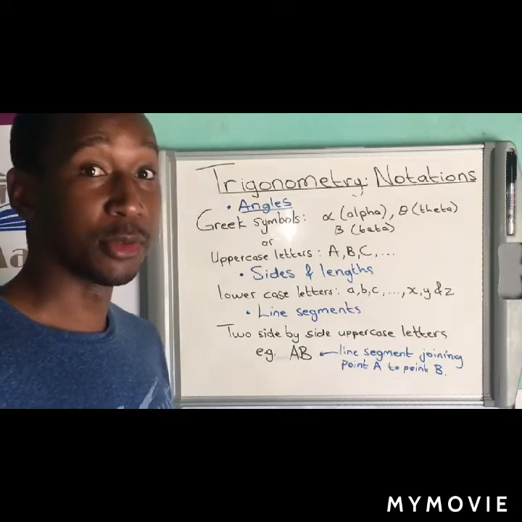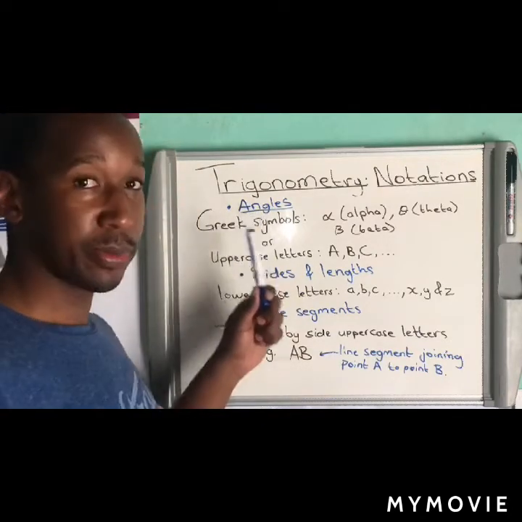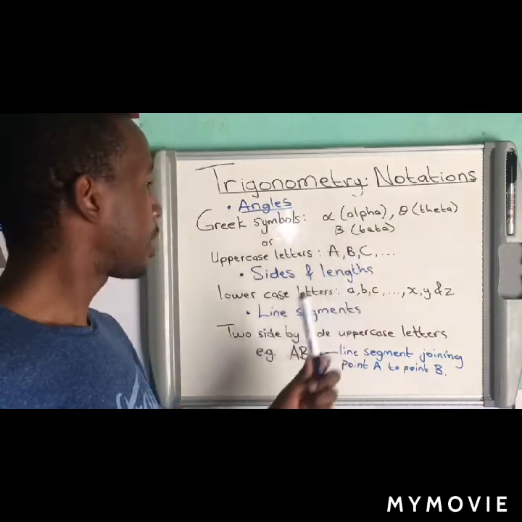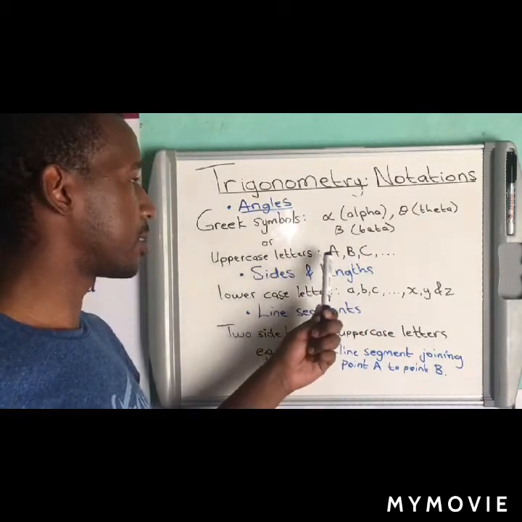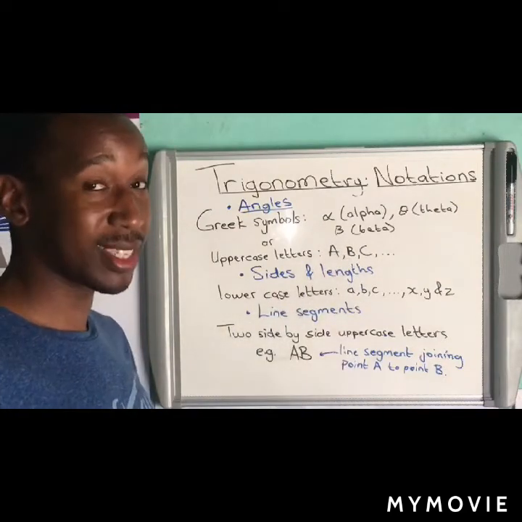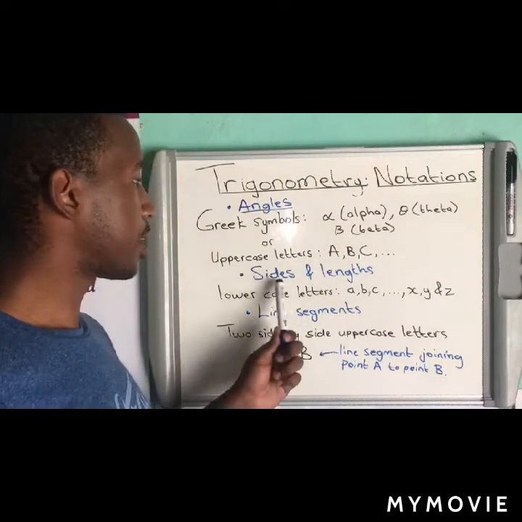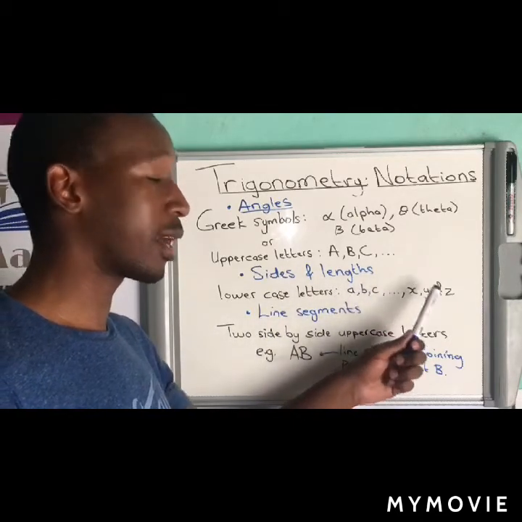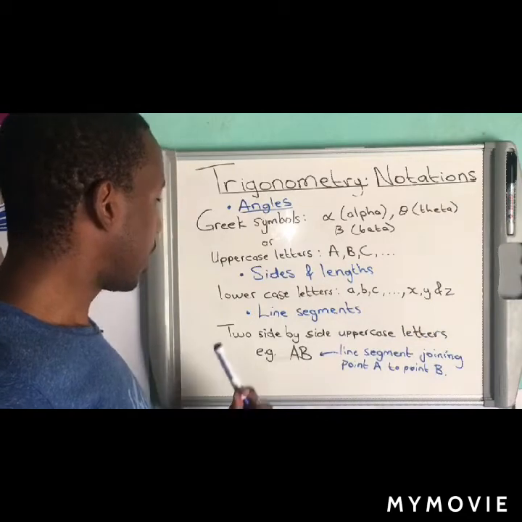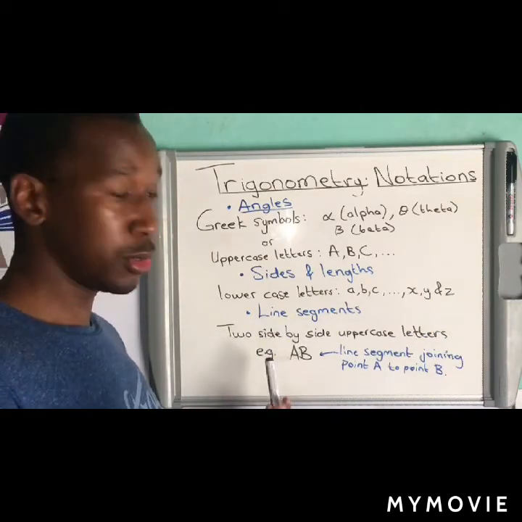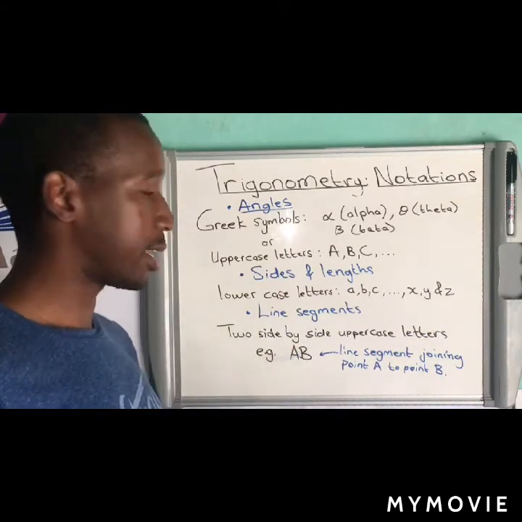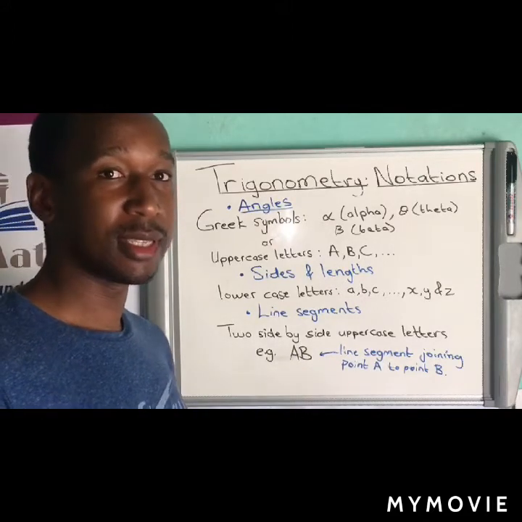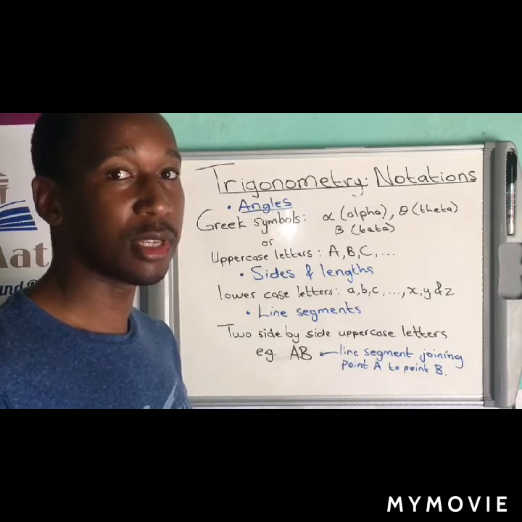Here are some more important notations. Angles will be represented mostly with Greek symbols alpha, theta, and beta. And sometimes we will use capital letters A, B, C, and so forth to represent angles. And sides and lengths will be represented by lowercase letters a, b, c, x, y, and z. And then we are going to use two letters side by side to represent line segments, that is the line joining A to B, for example. Now, these are the notations and conventions that we use in trigonometry.